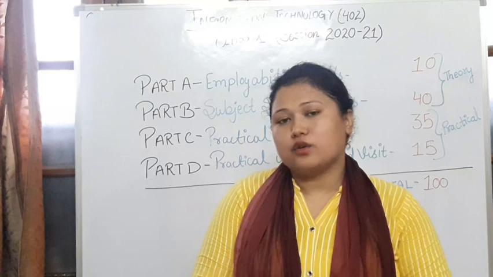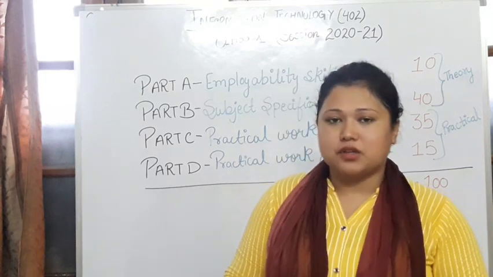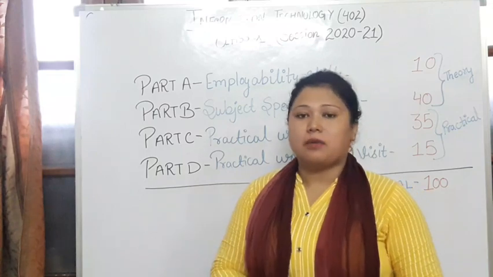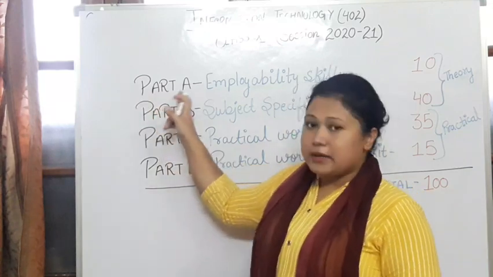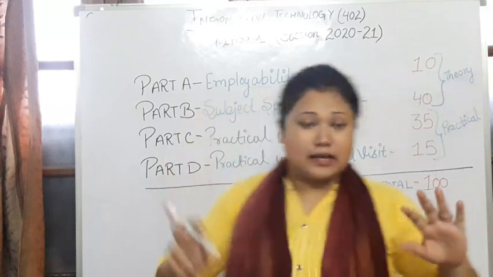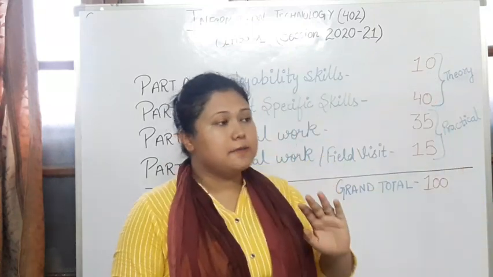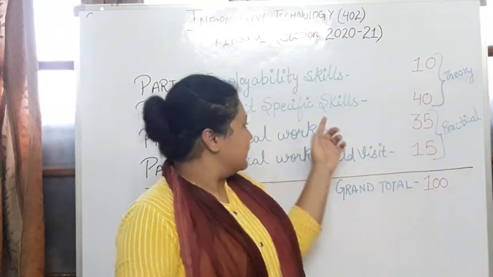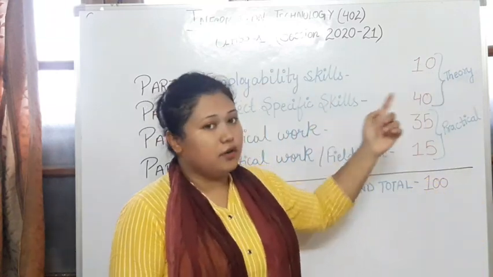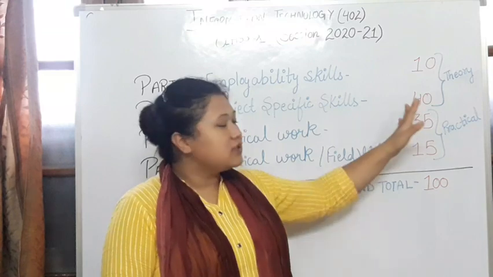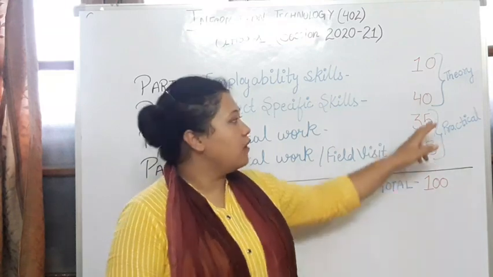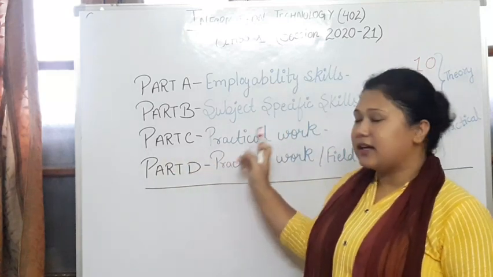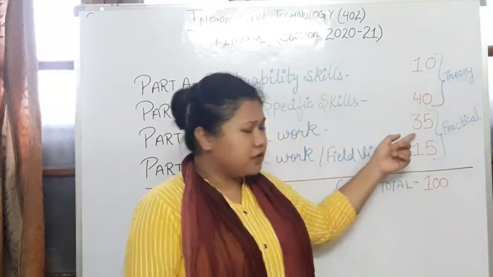You have just seen the marks distribution unit wise. Now we will sum up all the marks. Part A, employability skills, consists of 10 marks. Next is part B, subject skills, which will consist of 40 marks. So that means your theory exam will be of 50 marks. Next is part C, practical work. It will consist of 35 marks.